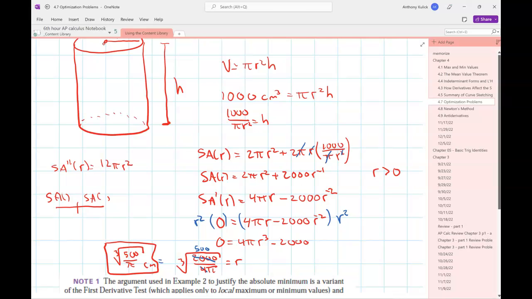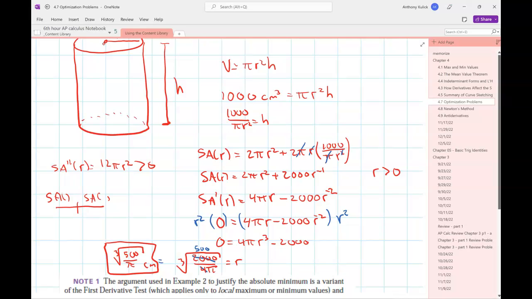So the second derivative is 12 pi r squared. That is something that's always going to be positive, right? So we know that if the first derivative is 0 and the second derivative is positive, the second derivative says this is going to be a minimum. A minimum. Is that okay?